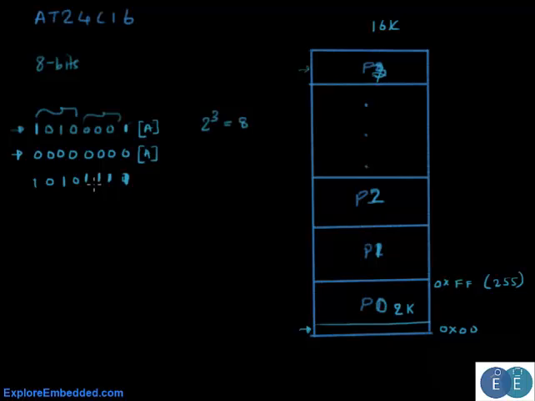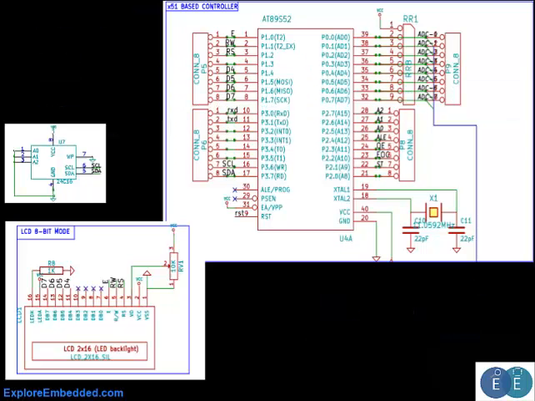So this would be the address that I would be sending. Now in this example, we will store 8 strings at the starting location of the 8 pages, and then we will retrieve them and display them on an LCD. Let us go ahead and look at the schematic that we'll be using.